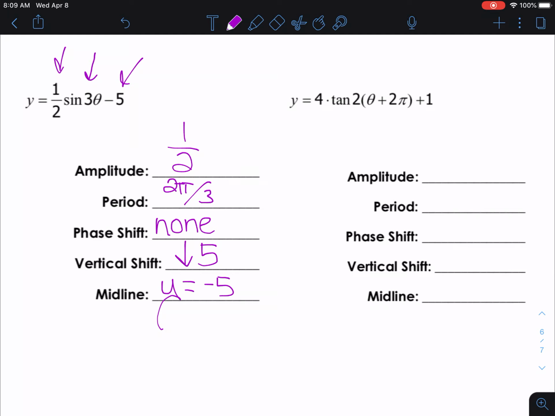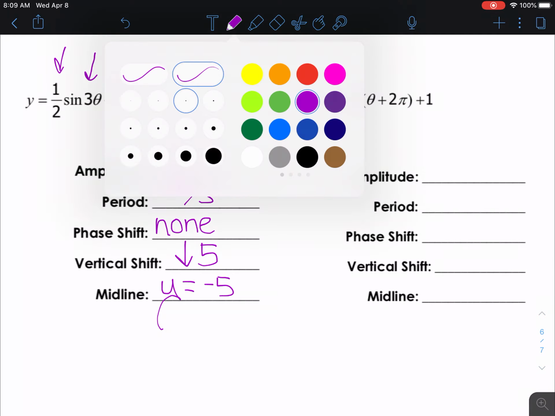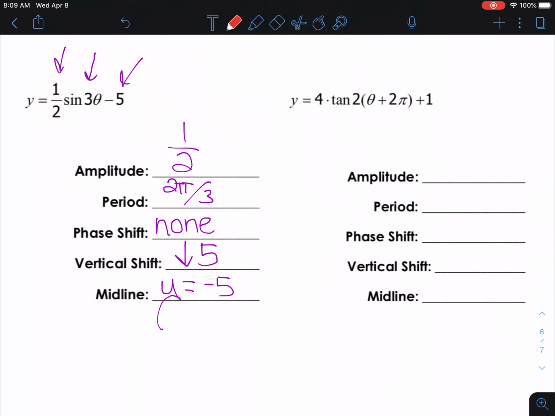All right, how about this second one? It says y equals 4 times tangent of 2 times the quantity theta plus 2 pi, and then plus 1. My amplitude is my A, so that'd be 4. The period for tangent is usually pi. My b here is 2, so we're going to have pi divided by b, which would be pi over 2. Again, I can't simplify that anymore, so there we go.